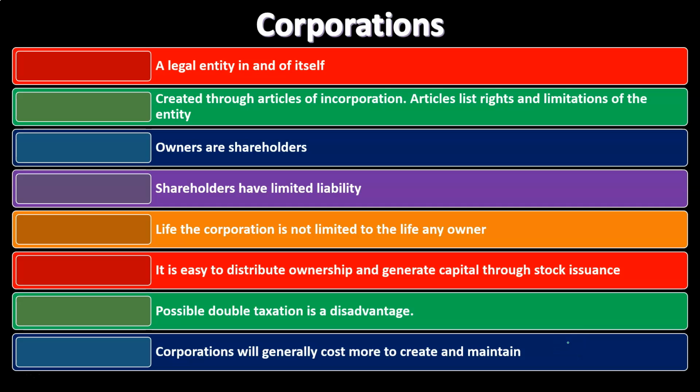Corporations will generally cost more to create and maintain. Again, a C corporation is typically going to be the most complex entity to set up and maintain, so it's going to cost more for accountants and tax advisors and that kind of thing. Once again, if you're a small company, a sole proprietorship or partnership should really be the easiest format to deal with in terms of tax preparation and yearly maintenance.